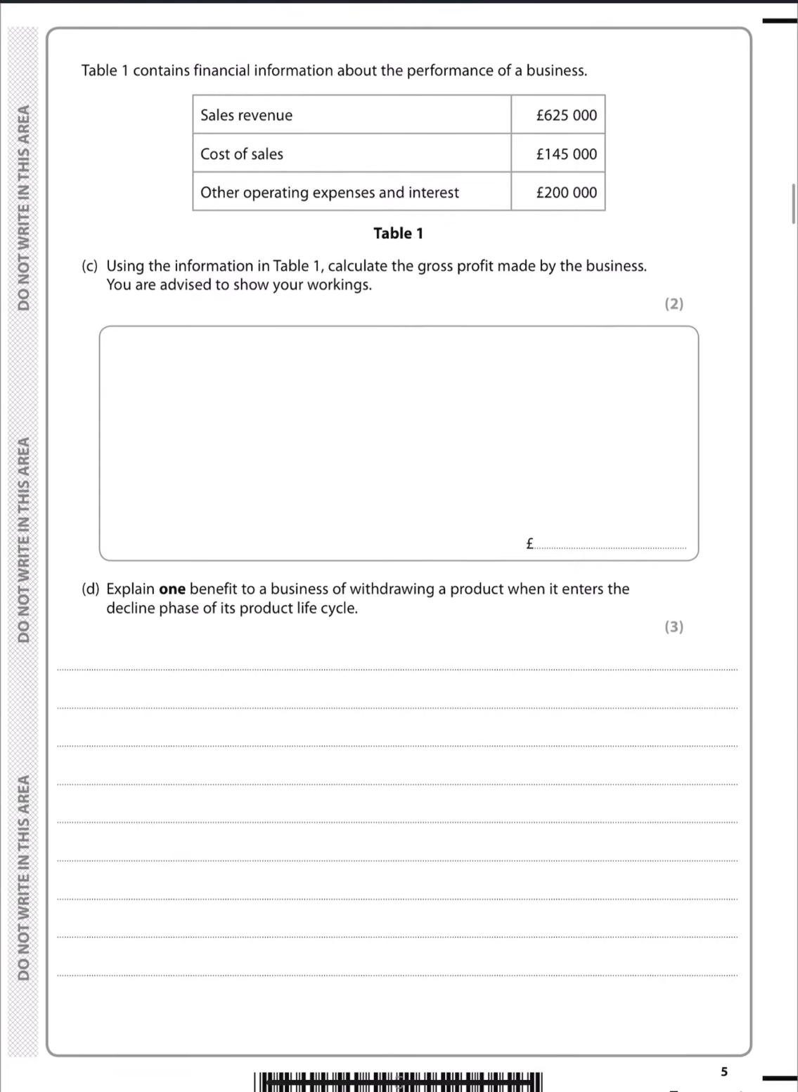Okay. Part C. Table 1 contains financial information about the performance of a business. So we have our sales revenue, cost of sales, and operating expenses. Using the information in table 1, calculate the gross profit made by the business. So the formula for gross profit, GP for now, is sales minus cost of goods sold, which is my cost of sales. That is my formula for gross profit.